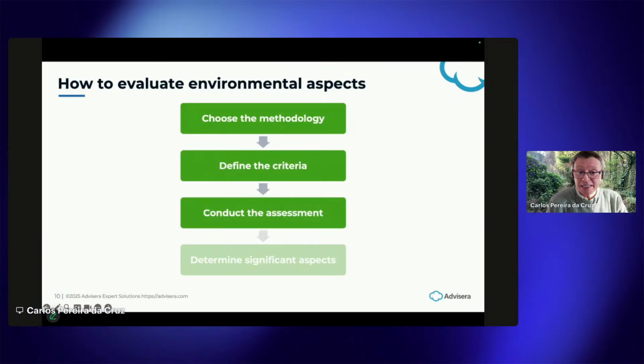We can conduct the assessment. So we systematically analyze all activities, products, and services to identify environmental aspects, involve cross-functional teams for comprehensive coverage, and avoid overlooking indirect aspects like supply chain impacts. And then we determine the significant aspects. So use your defined criteria to identify significant environmental aspects. Focus on aspects with higher potential impact or risks. Avoid neglecting aspects that may seem minor but have long-term effects. And regularly review and update these aspects.